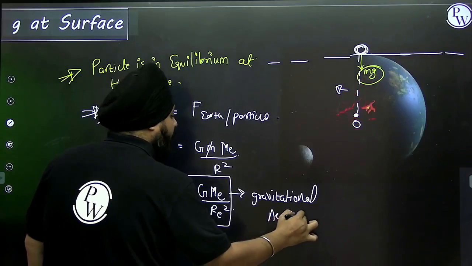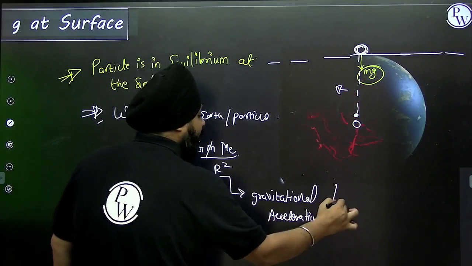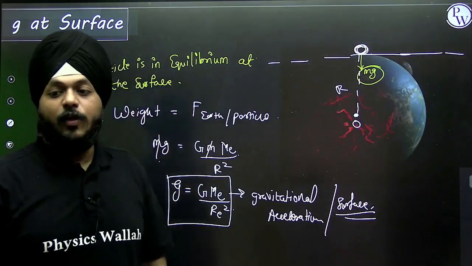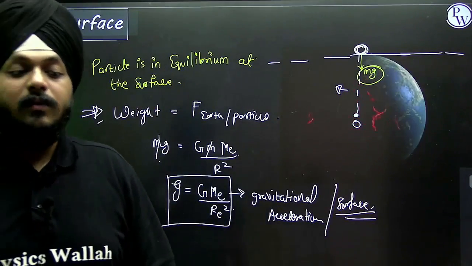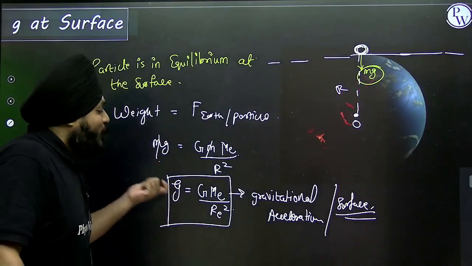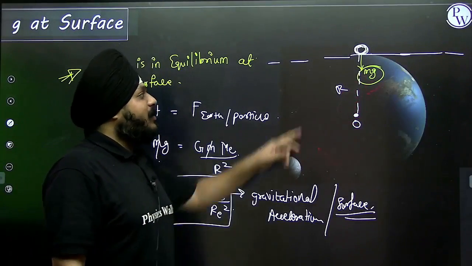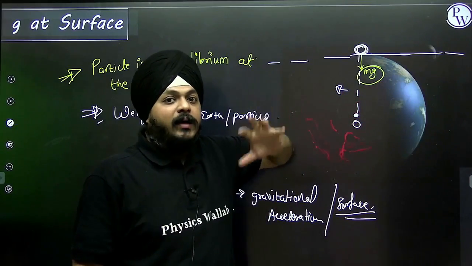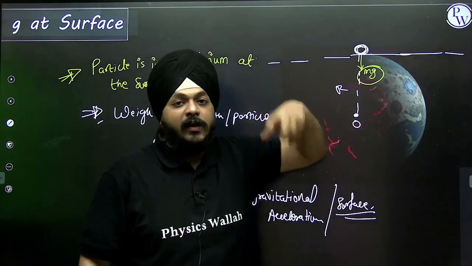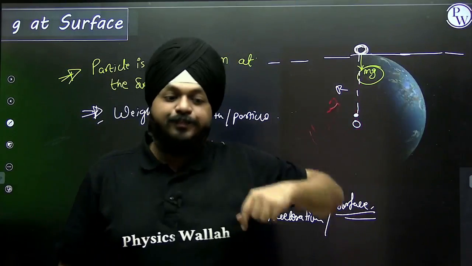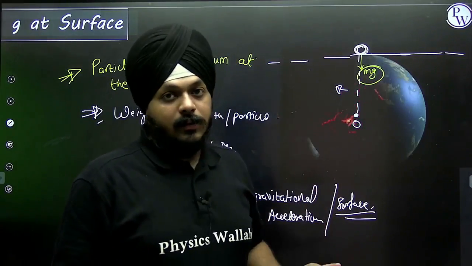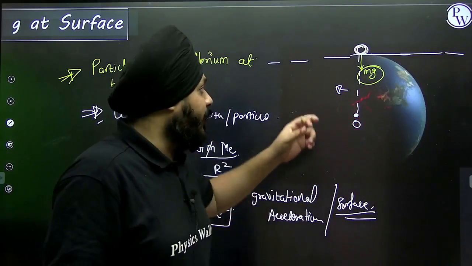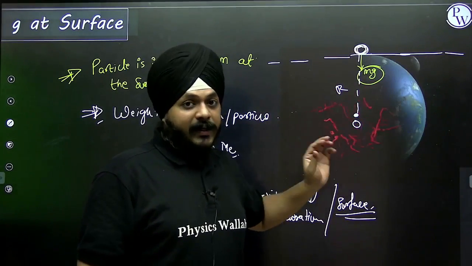This is the value of the gravitational acceleration at the surface. But what does this g actually mean? At the surface, the particle is at equilibrium, its weight is balanced by the attractive force acting between the earth and the particle.